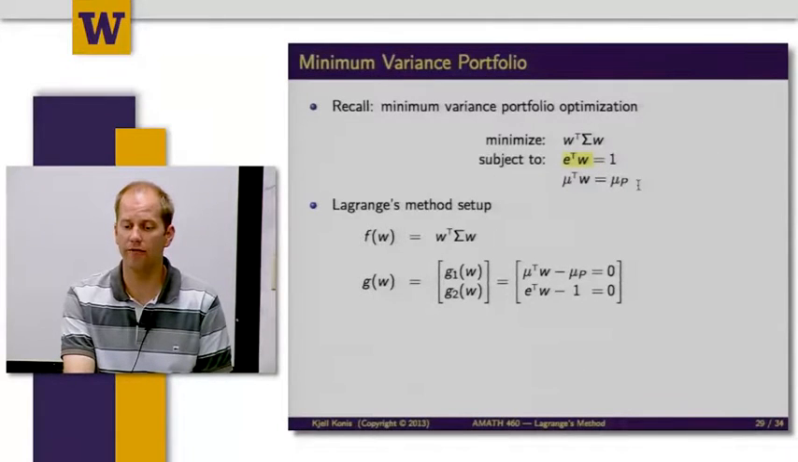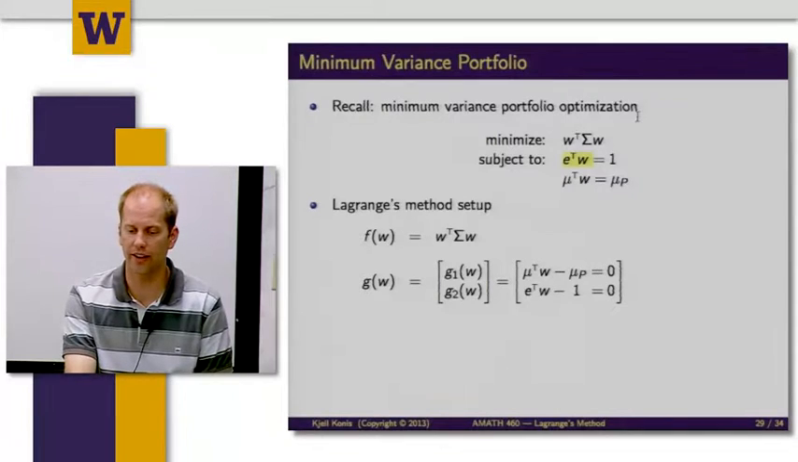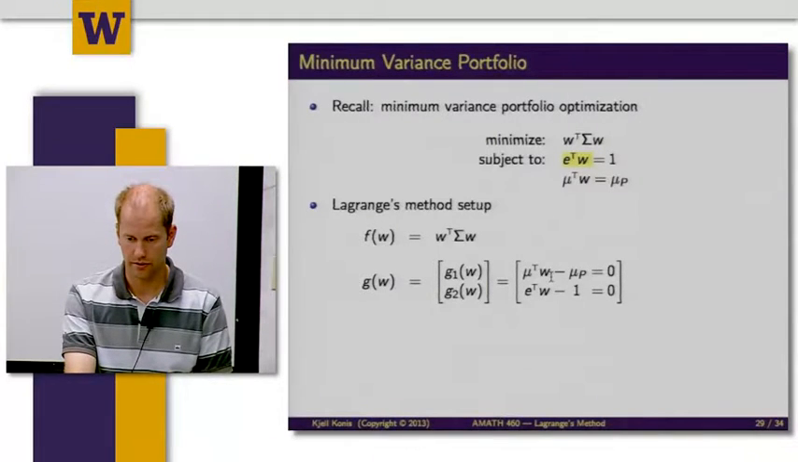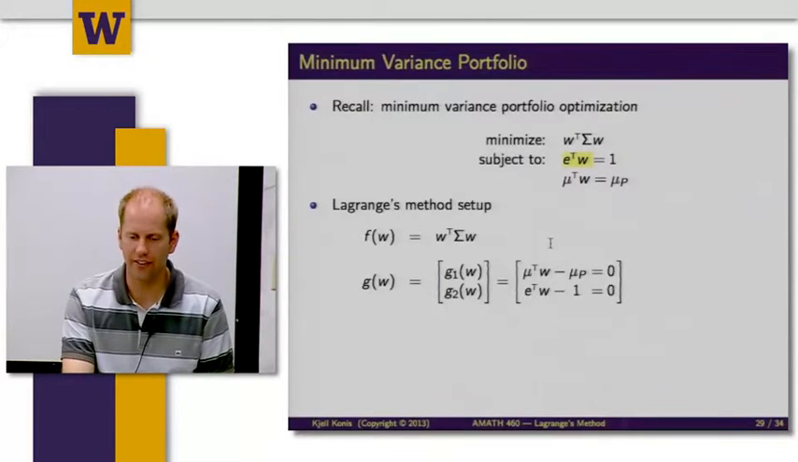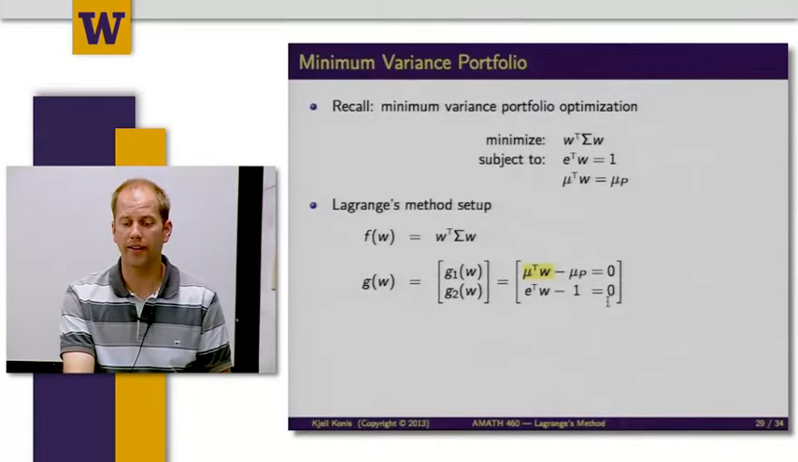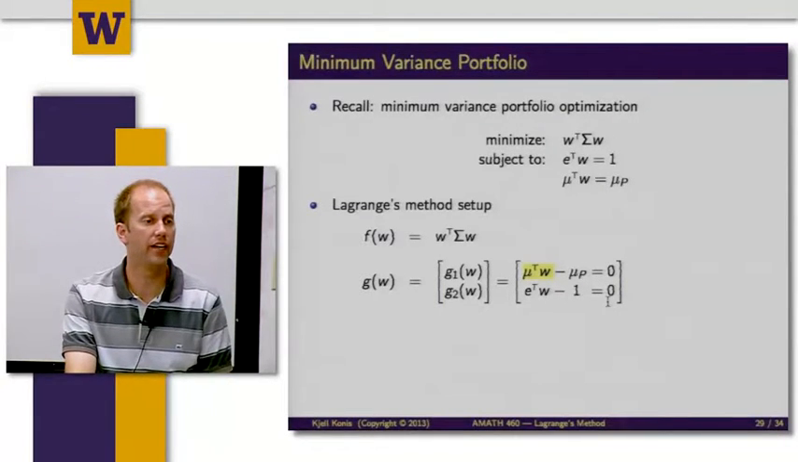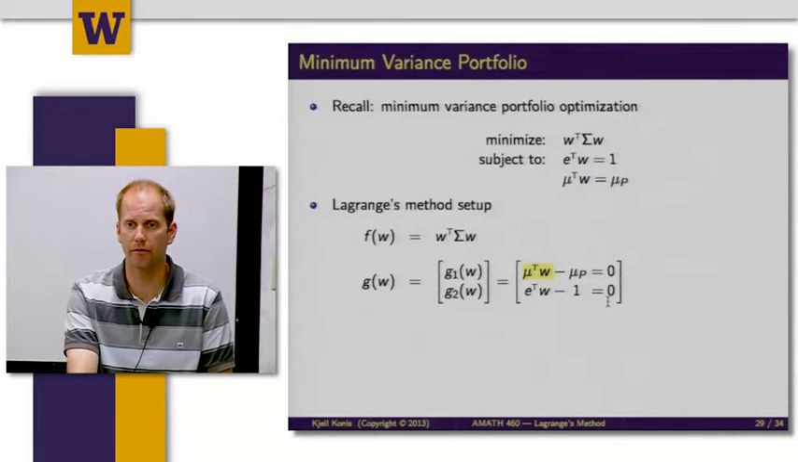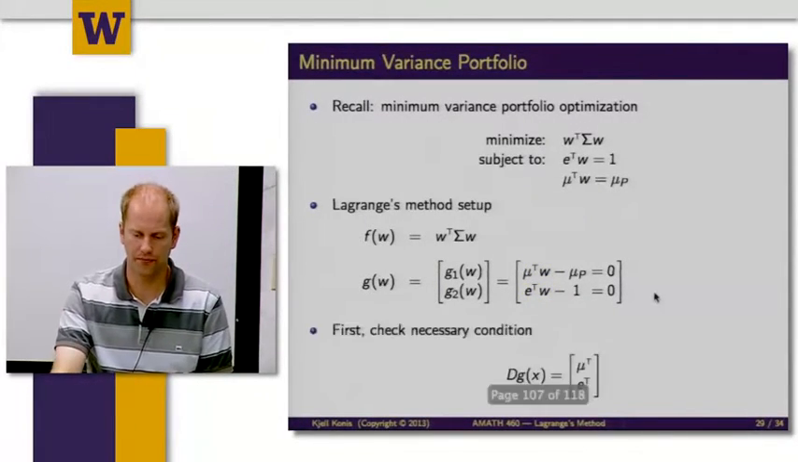So here I haven't written them equal to 0. So when I write this out in the g of x, I have to, oh, I guess I swapped them too, but that won't make any difference. So instead of saying that the expected return of the portfolio should be equal to my target expected return, I'm going to say the expected return of my portfolio minus my target expected return has to be equal to 0, and that the sum of the weights minus 1 has to be equal to 0.